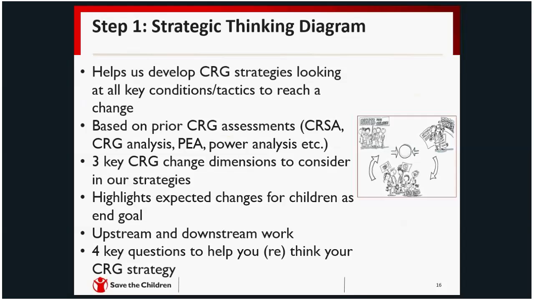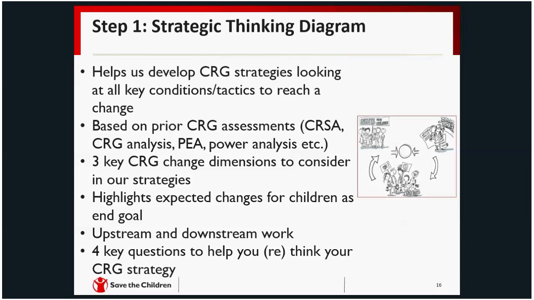So what this strategic thinking diagram helps us to do is looking at, and this is a usual process in the planning cycle, you start from problem analysis. There's a child rights situation analysis. There are child rights governance assessments. There are different sorts of needs assessment or situation analysis. So it's something that departs from all of these analyses, your experience and knowledge about the situation. And it helps us to develop strategies looking at all key conditions or tactics to reach a change, which is basically based on your prior assessments.